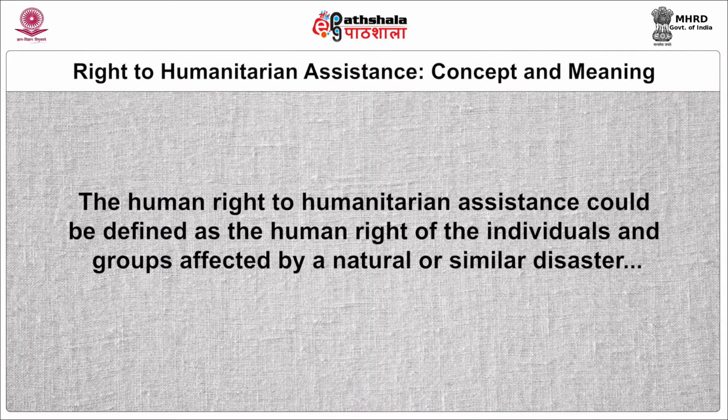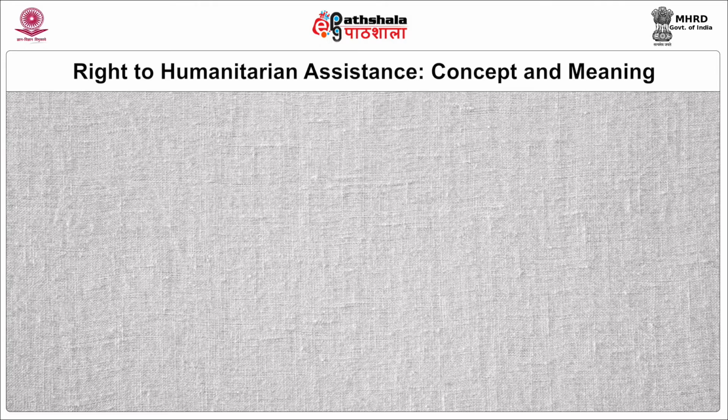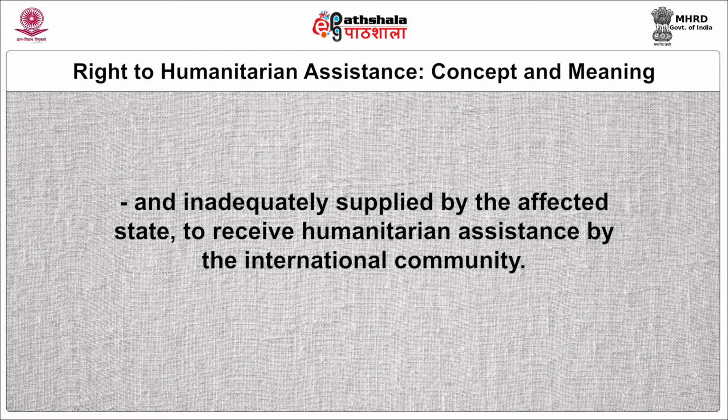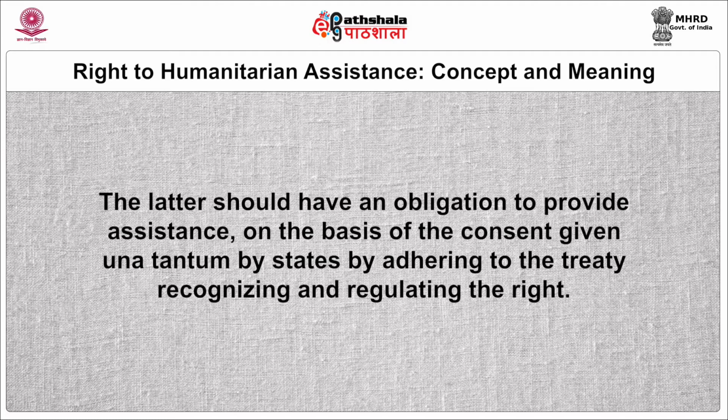Thus, humanitarian assistance comprises providing goods and services essential for the survival of those being directly affected by man-made disasters, including armed conflict, or natural disasters. It may comprise material aid and/or the service of personnel. The human right to humanitarian assistance could be defined as the human right of the individuals and groups affected by a natural or man-made disaster and inadequately supplied by the affected states to receive humanitarian assistance by the international community. The latter should have an obligation to provide assistance on the basis of the consent given una tantum by states by adhering to a treaty recognizing and regulating the right.